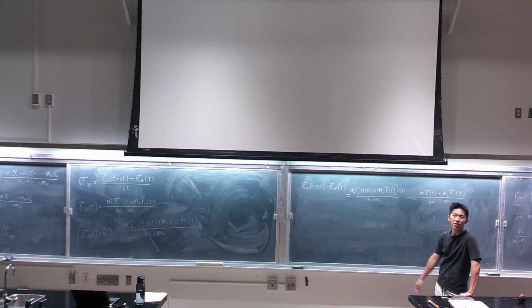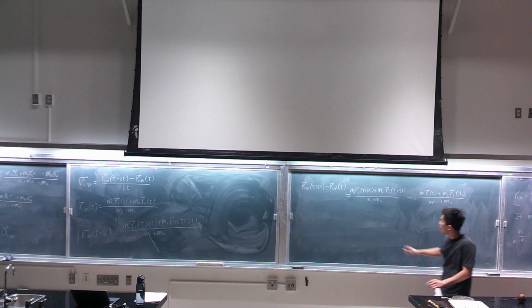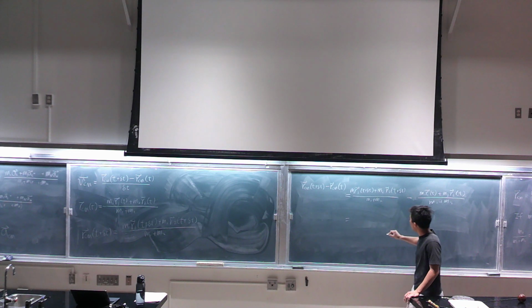The same, that's a good sign. When you subtract fractions, the first step is to make the denominator the same, and now it's already the same. That's a good sign. So the denominator will just be the same, m1 plus m2.